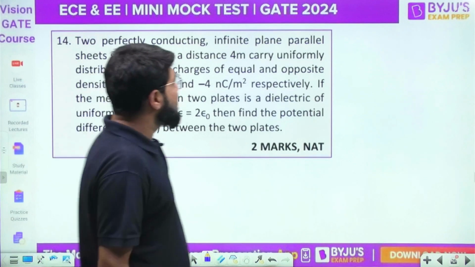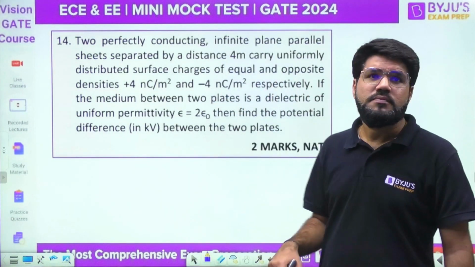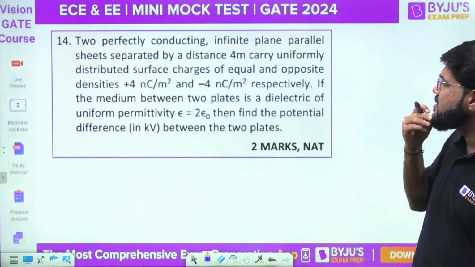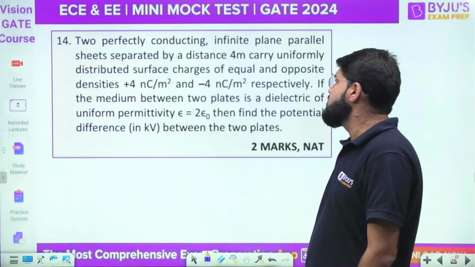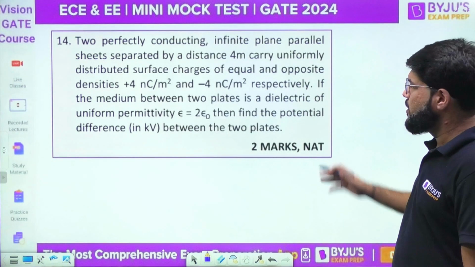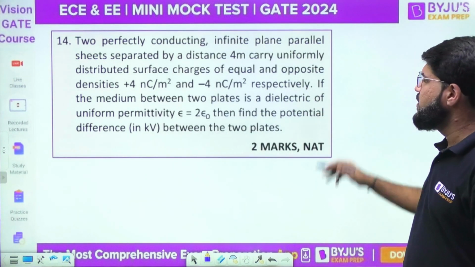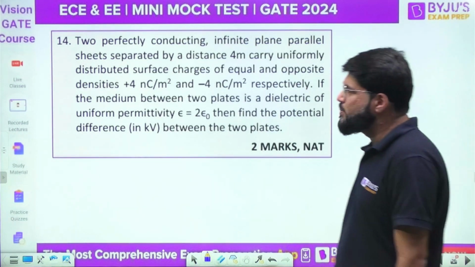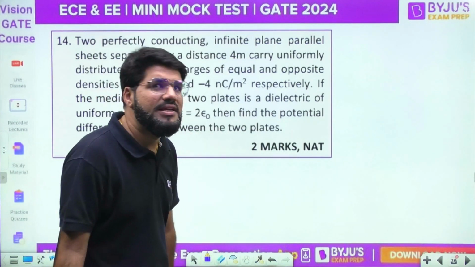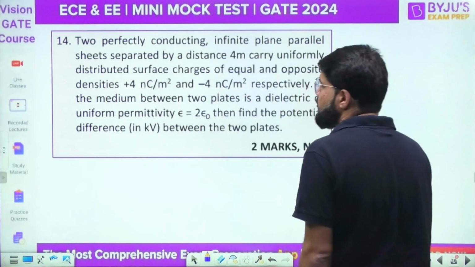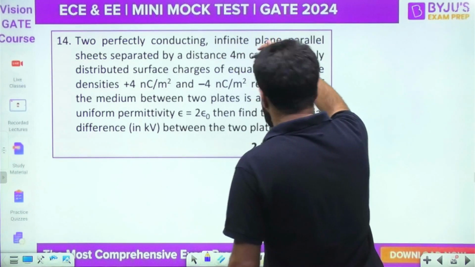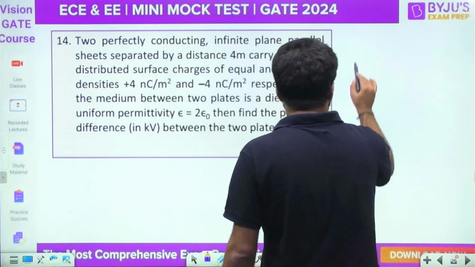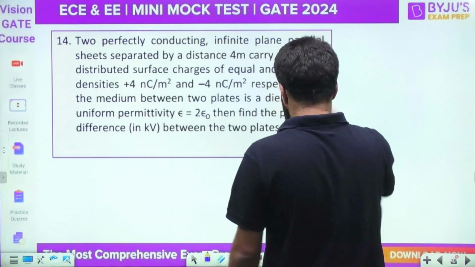Two perfectly conducting infinite plane parallel sheets separated by a distance of 4 meter carry uniformly distributed surface charges of equal and opposite densities, 4 and minus 4 nanocoulomb per meter square respectively. If the medium between the two plates is filled with a dielectric of uniform permittivity 2 epsilon naught, find the potential difference between the two plates. It is a capacitor-type configuration, so you can directly use the capacitor formulas, or we can just understand this. Two perfectly conducting infinite plane parallel plates are separated by a distance of 4 meter.